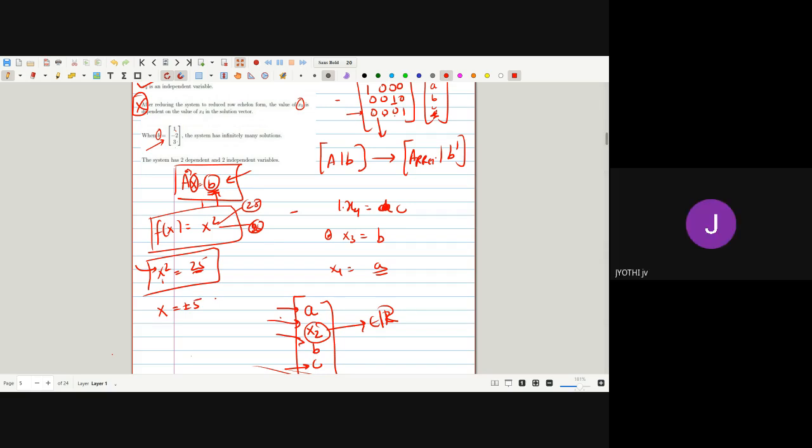Similarly, this is a matrix equation in which A will be given, and this will be given. Now you want to find the value of x such that the left hand side is equal to the right hand side. Clear?